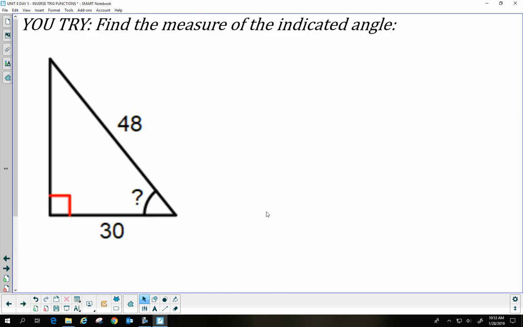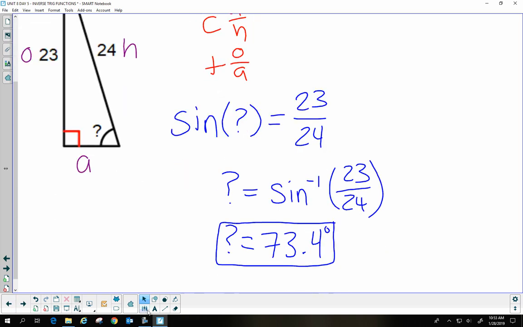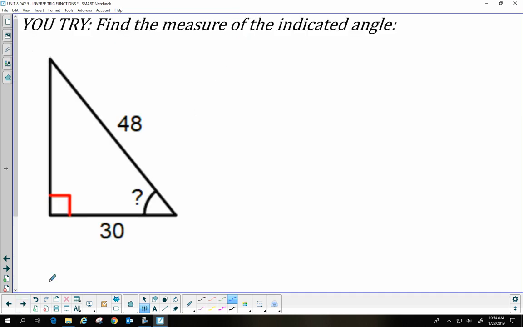So I want you to try one. If you don't have a calculator, it's going to be very hard to find the final answer, but I want you to get as far as you can, meaning I want you to end up at this step where you would be putting it into your calculator and finding the final answer. So get to that step here, make sure you choose the correct function. If you have questions, be ready to ask in class.